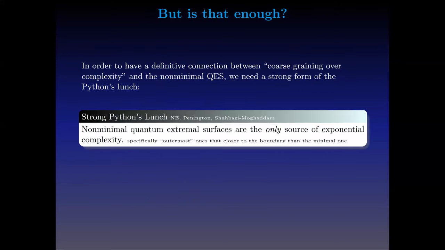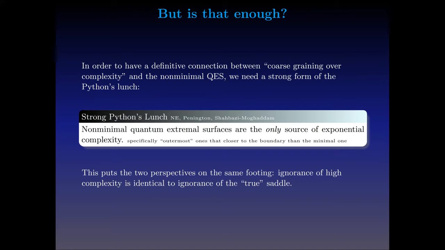And so recently, Jeff and Arvin and I proposed what we call the strong Python's lunch, which is that non-minimal quantum extremal surfaces are in fact the only source of exponential complexity. And we specifically mean ones that live in the entanglement wedge, otherwise they're not relevant. So the outermost quantum extremal surfaces. And with this slightly stronger perspective, we put these two pictures on the same footing. Ignorance of high complexity is identical to ignorance of the true saddle. You're using the non-minimal quantum extremal surface to compute entropy, to define the entanglement wedge. That means everything behind the non-minimal quantum extremal surface, which is the only possible region where you could have exponential complexity, you're simply not sensitive to that.